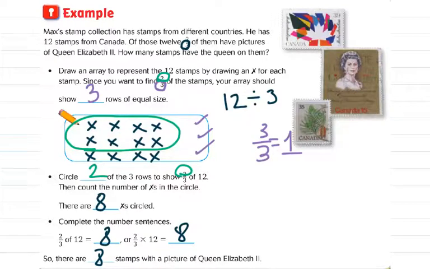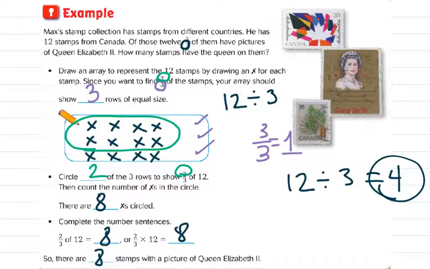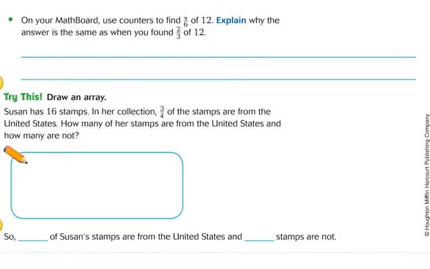And that makes sense, boys and girls, if you think about our multiplication division facts. 12 stamps divided by 3 would give you 4. So that means that in each group we would have 4 stamps. We're considering 2 of all the groups. So that would be 8 stamps in total would be representative of the 2/3 of the collection.